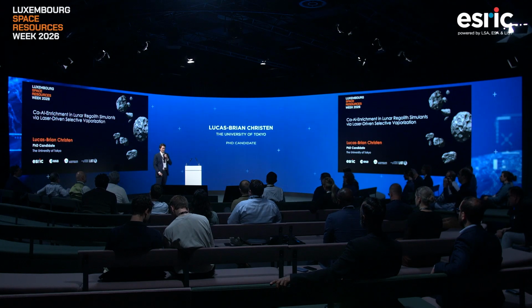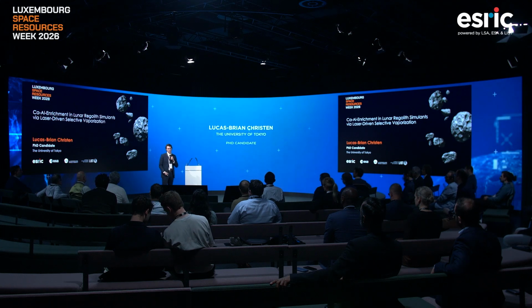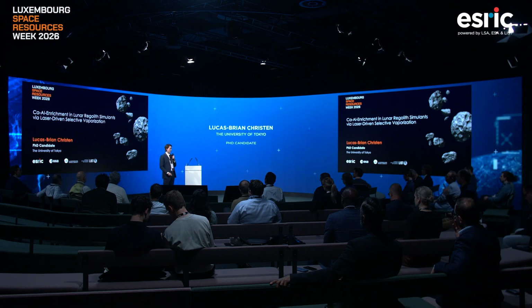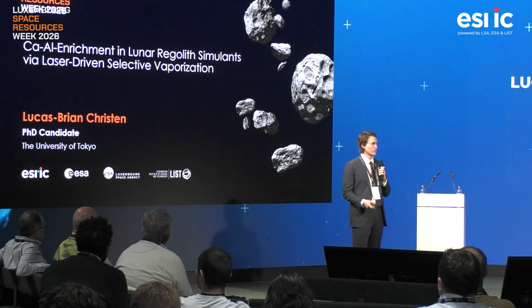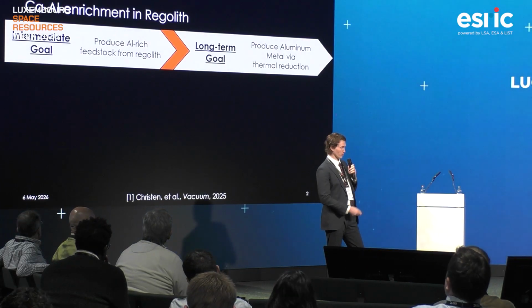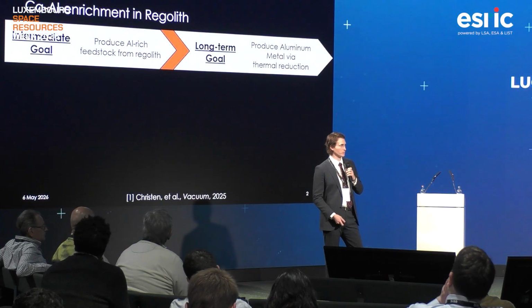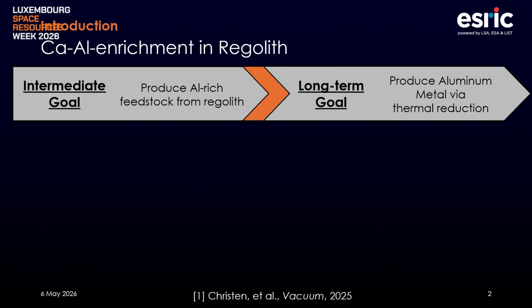I'm happy to share some of our research done at the University of Tokyo on the elemental refinement of lunar regolith using vaporization. It's fairly similar to what we just heard, but it would be a reagent-free or consumable-free counterpart to that. Our long-term goal is to produce aluminum on the moon from raw regolith using thermal reduction, so without reagents. However, in order to do that, we find that we need to first produce an aluminum-rich feedstock from regolith. And that is where the vaporization comes in.